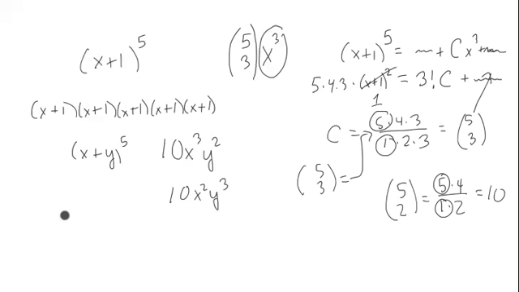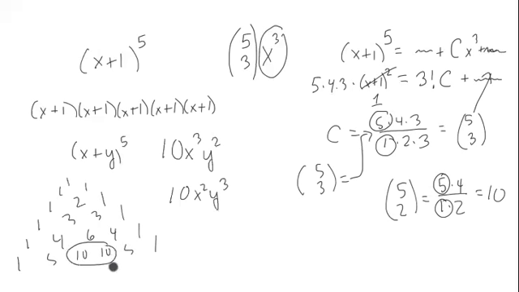When we get down to that line, remember we had 1, 1, 1, 1, 2, 1, 1, 3, 3, 1, 1, 4, 6, 4, 1, 1, 5, 10, 10, 5, 1. By symmetry, with 2 plus 3 being 5. So that's what a binomial coefficient is, and that's where it comes from, and that's how we can think about it.